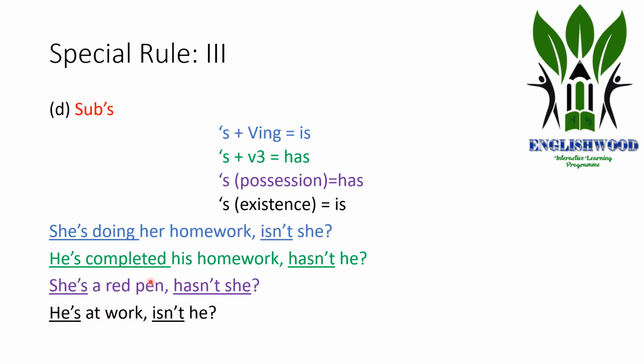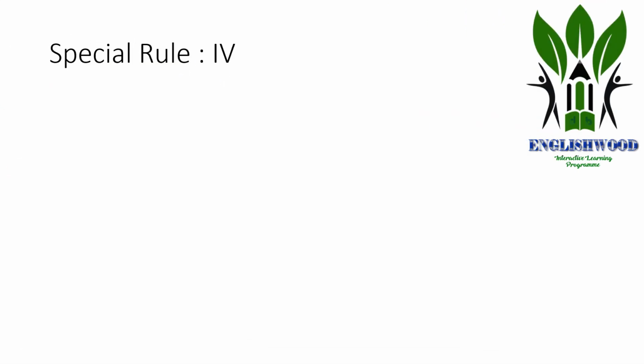He is here, he is at work. We cannot say he has at work. So this kind of sentence refers to the existence of someone. So you have to remember this kind of structure too.